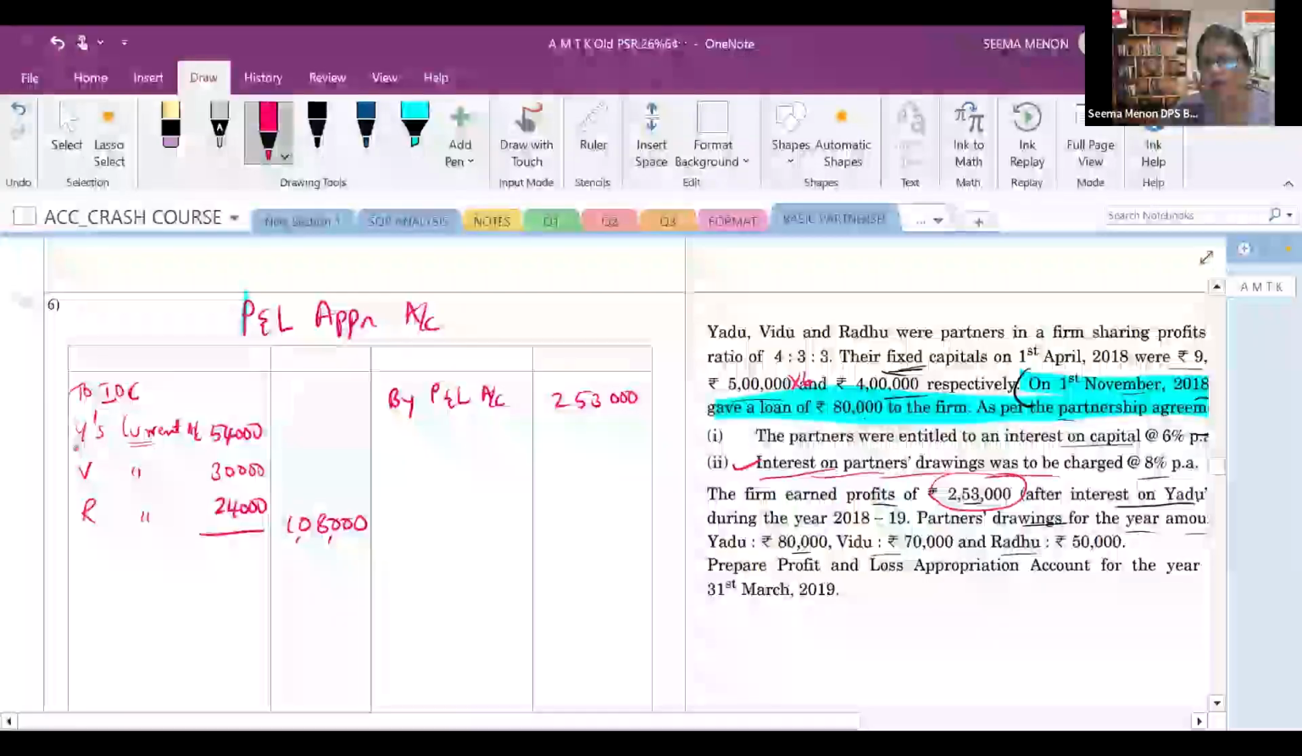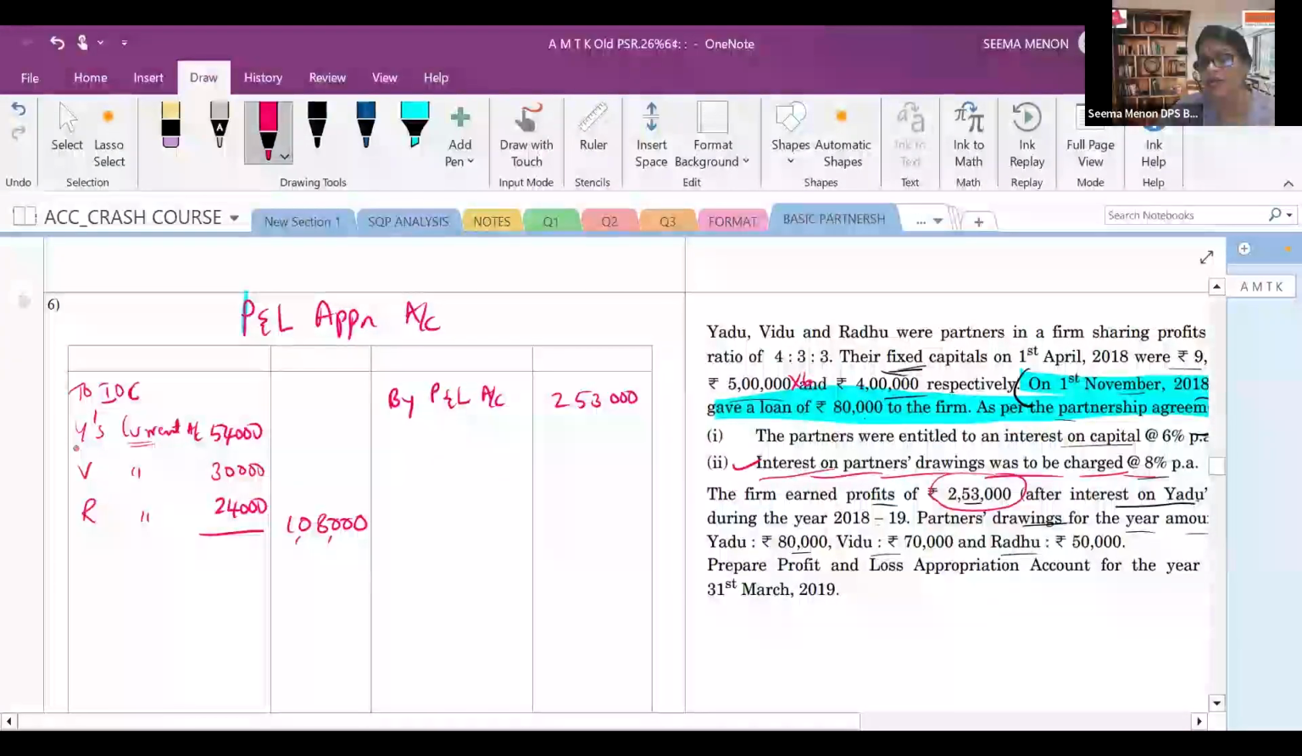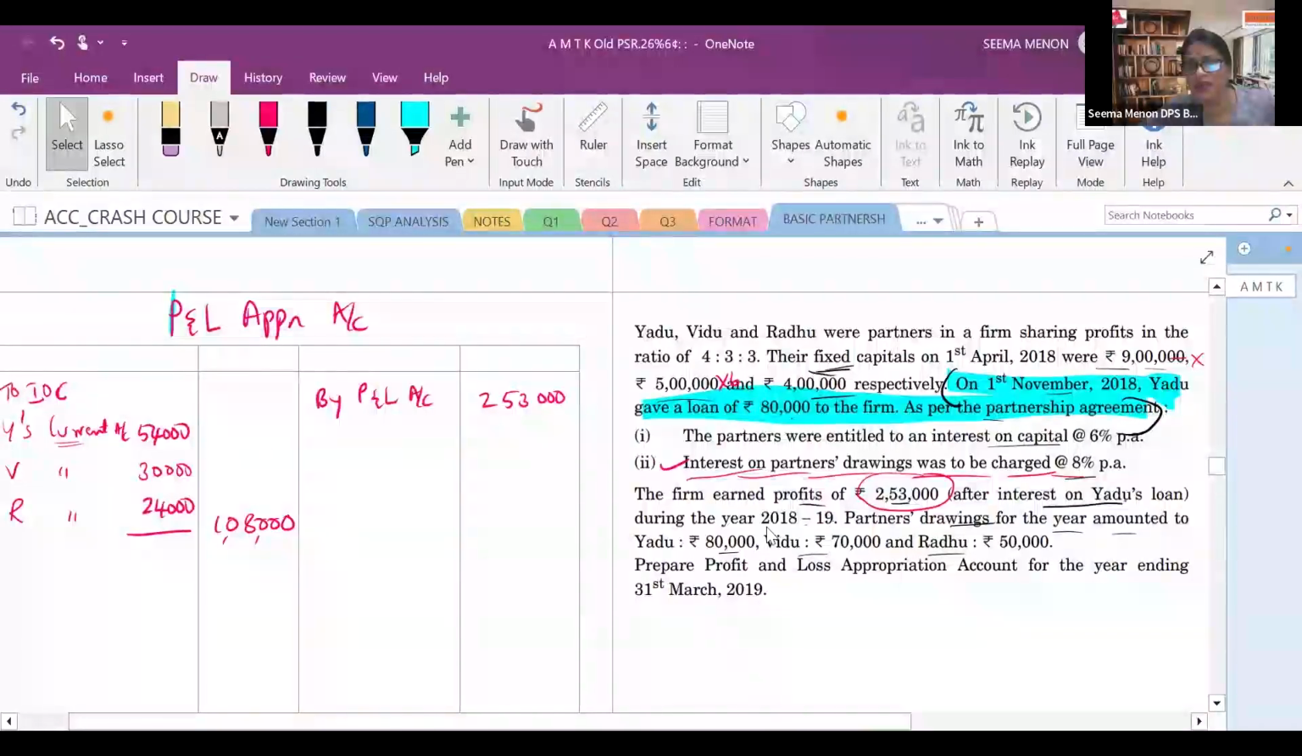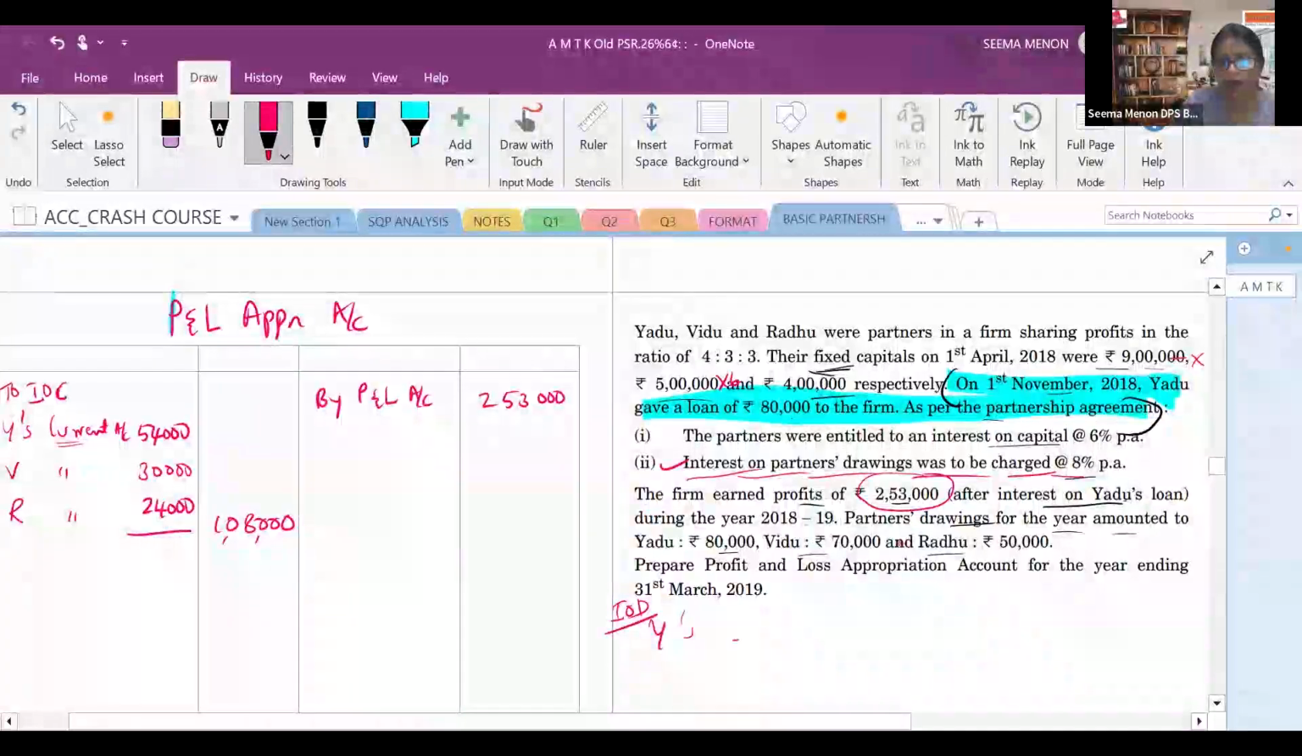That is, interest on partners' drawings was to be charged at 8% per annum. Can you see that the drawings amounts are given as 80,000, 70,000, 50,000. What is missing here? The date of withdrawal is missing. And whenever the date of withdrawal is missing, how will you find out? You will write a common heading, interest on drawings, then for Y's current account.